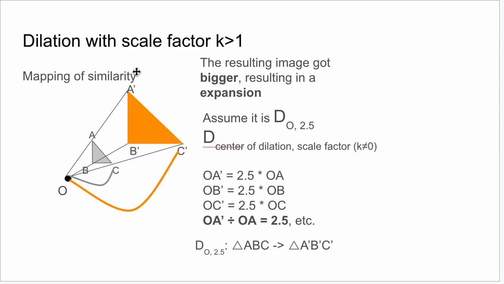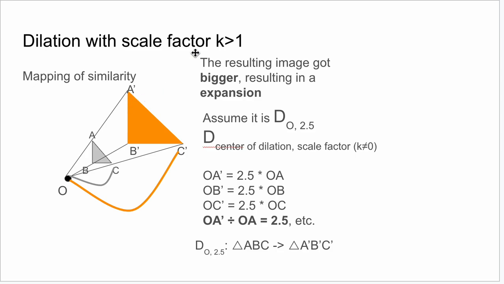The orange triangle right here is of course larger. In this case, the dilation of scale factor k is greater than 1. So if it's greater than 1, the image got bigger. It's an expansion. The center of dilation is O because it maps OA to OA prime.